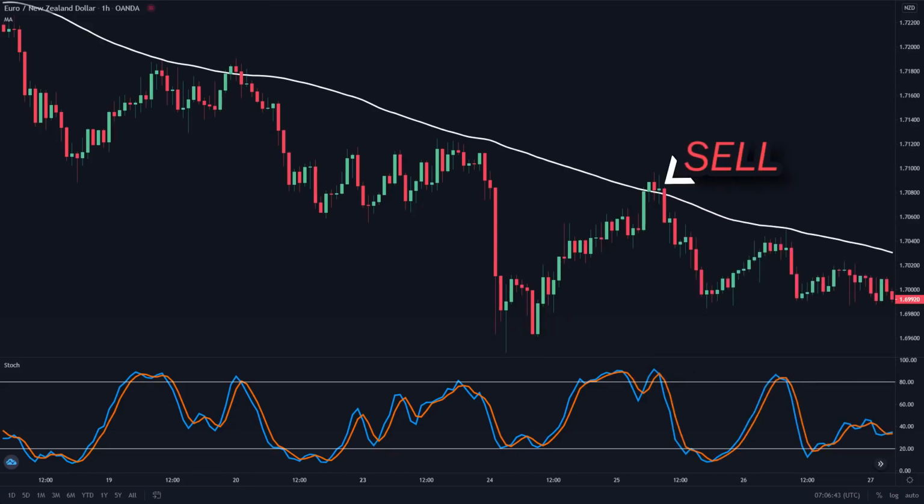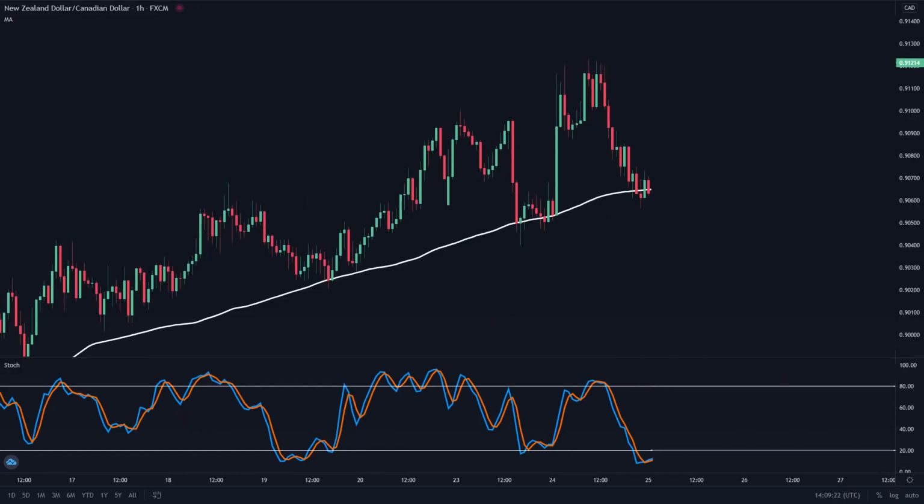Let's look at another example. In this chart, we can see that the moving average is acting as a support, as prices went down to this level, hit and reversed upwards multiple times. And we also noticed that the same pattern has formed.